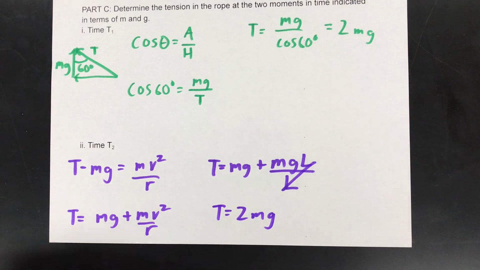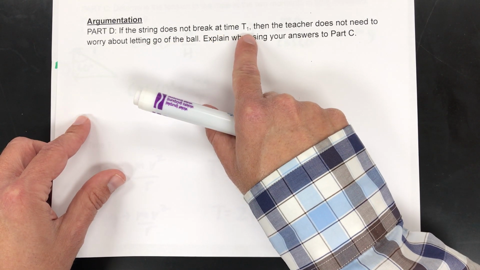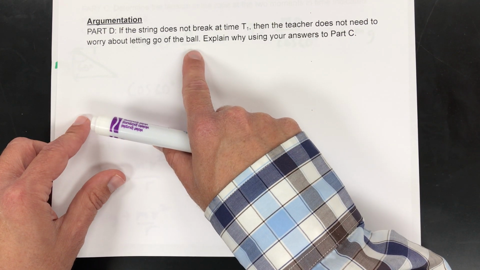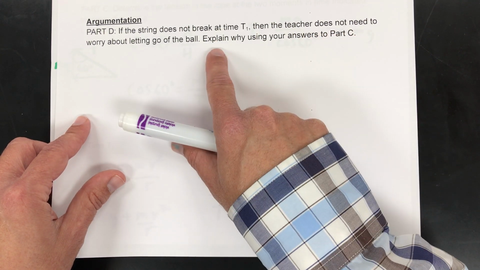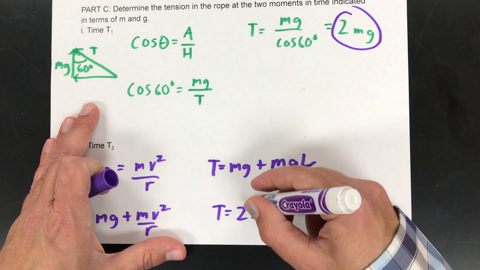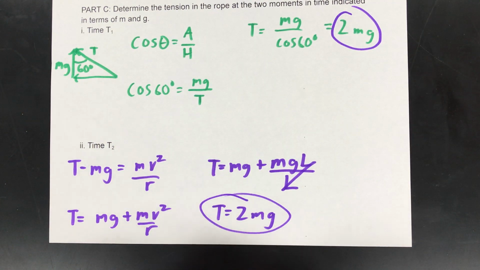So now last question here. It says, if the string does not break at time t1, then does the teacher need to worry about letting go of the ball? The teacher does not need to worry about letting go of the ball. Explain why using your answers to part C. Well, the tension in part 1 is the same as the tension in part 2. So if it doesn't break there, it will not break there.